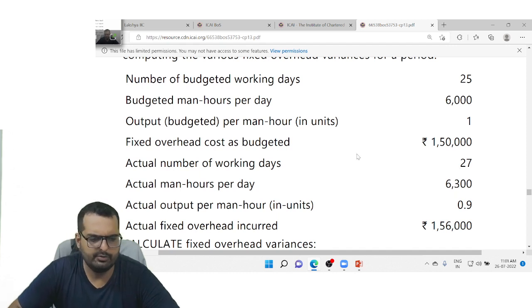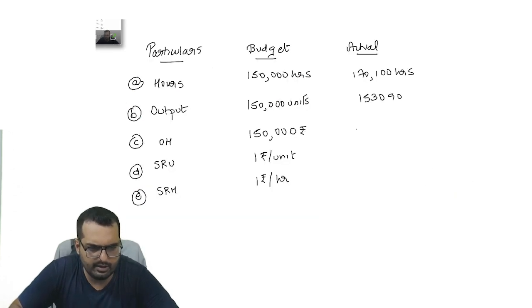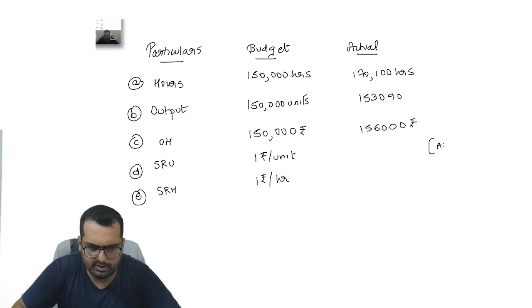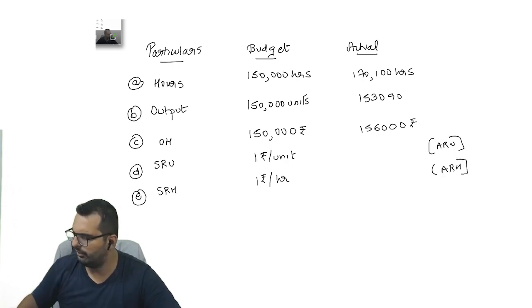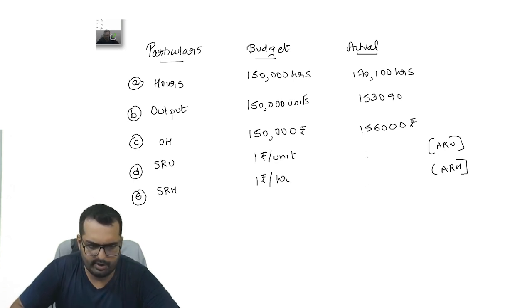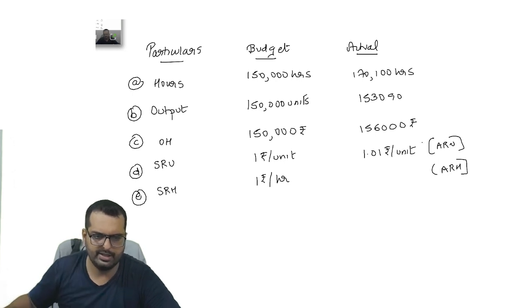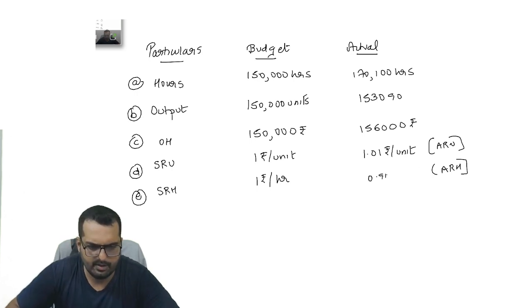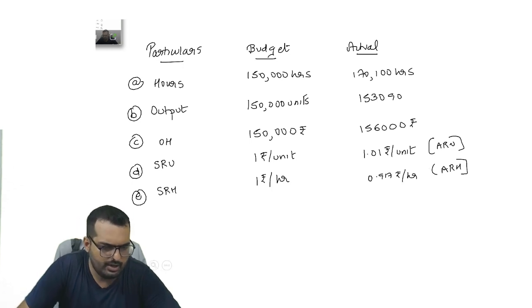All right. After we do this, they have told actual fixed overhead is 1,56,000 rupees. So this one will be called as actual rate per unit, actual rate per hour. Even though it's not relevant, we'll find it out. 1,56,000 divided by 1,53,000 is 1.01. Okay, and the other one is what? 1,56,000 divided by 1,70,100, 0.917 rupees per hour.